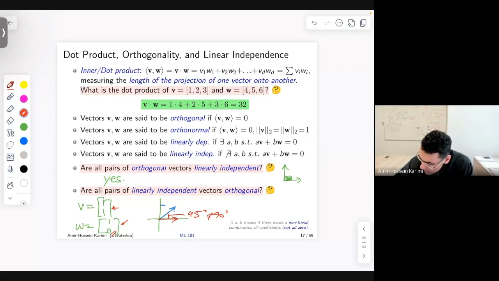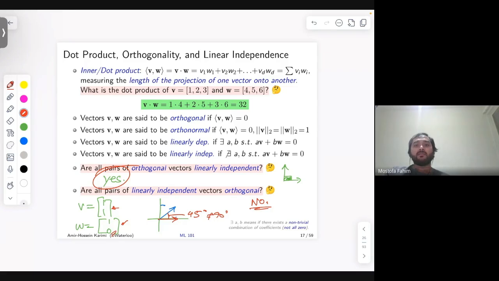Right, so the answer was yes for all pairs of orthogonal vectors being linearly independent, but not all pairs of linearly independent vectors being orthogonal. And so this also goes back to what I said about orthogonality is something that's nice to have, but it's more strict than having linear independence. And many times linear independence is sufficient for us. Yes, Mustafa?